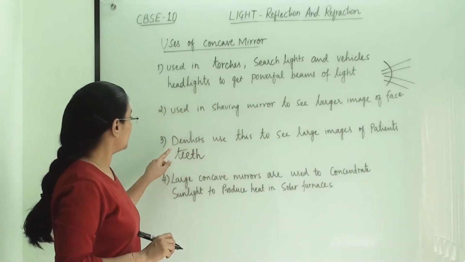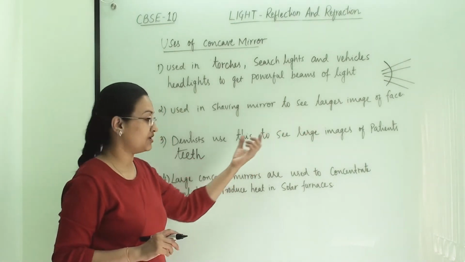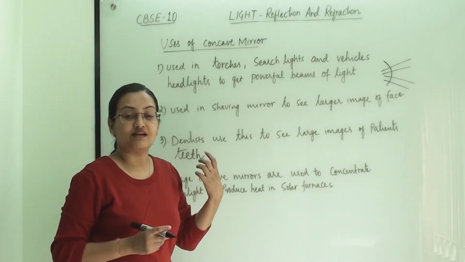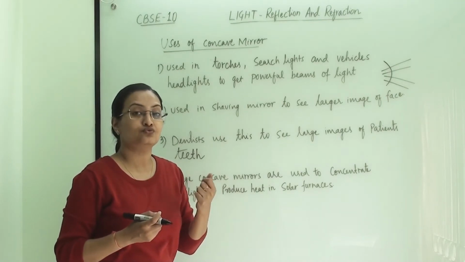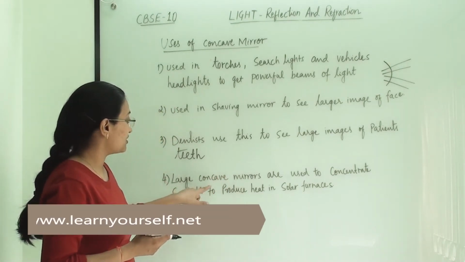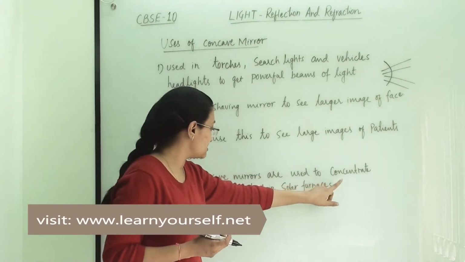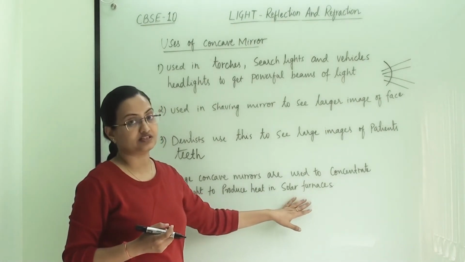Then the third one is dentists use this to see large images of patients' teeth. If there is any cavity or gum growth inside, then to see that, dentists use this kind of concave mirror. Then large concave mirrors are used to concentrate the sunlight to produce heat in solar furnaces.